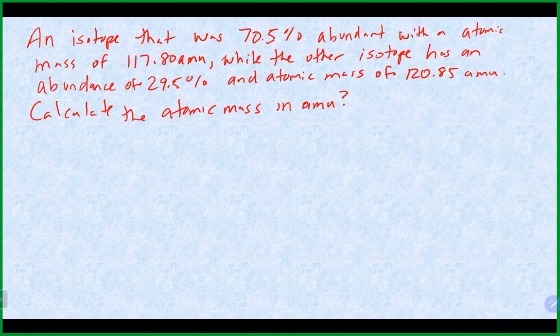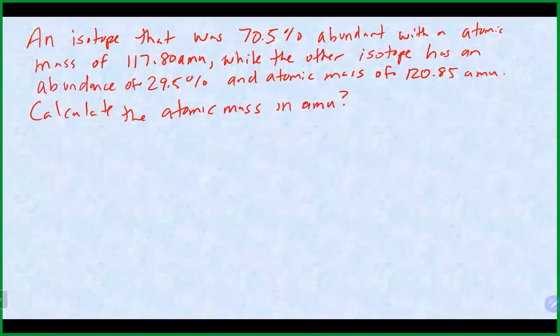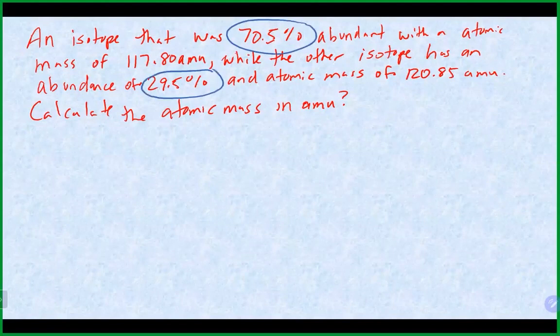So again, a couple things we want to look at. First off, we have the percent abundance of these two isotopes. We just want to quickly take a look at the percentages, and they do add up to about 100%, so that is good. If they didn't, you would probably be missing something. By the way, if we were missing a percentage, we could add up the other percentages and subtract from 100, and that will tell us what the missing percentage would be.